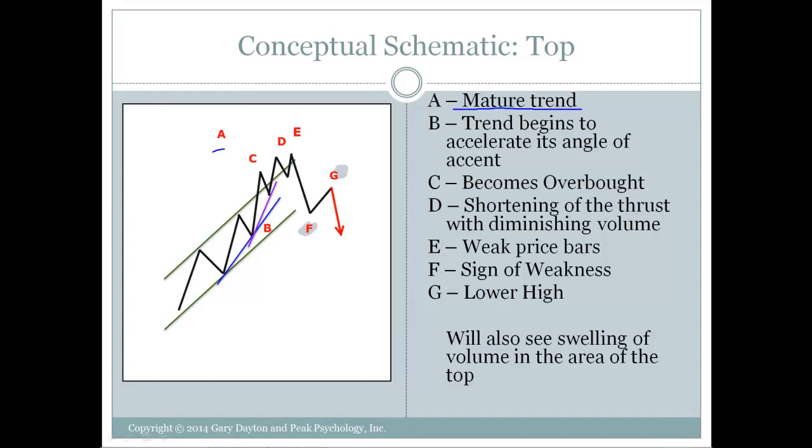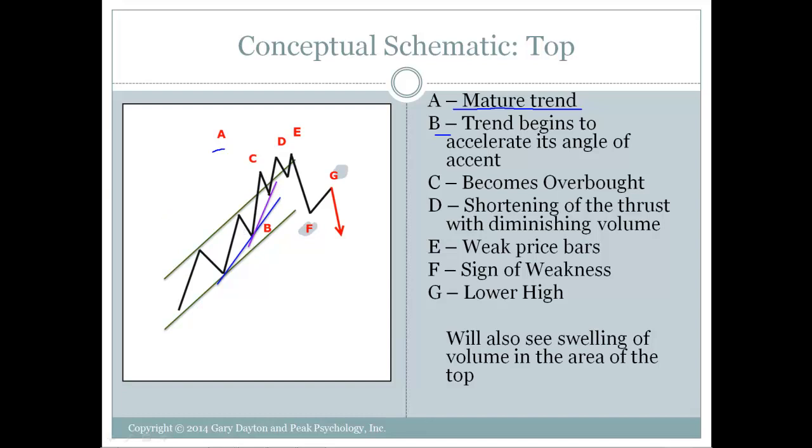Okay, it doesn't. If we're just breaking out of a trading range, we're not looking for a top to occur. We want to see this occur in a mature trend. What we're also going to see, not in every case, but in many cases, is that the trend begins to accelerate its angle of ascent. We'll see exactly what that means, but you'll start to see that the market buyers get even more eager.